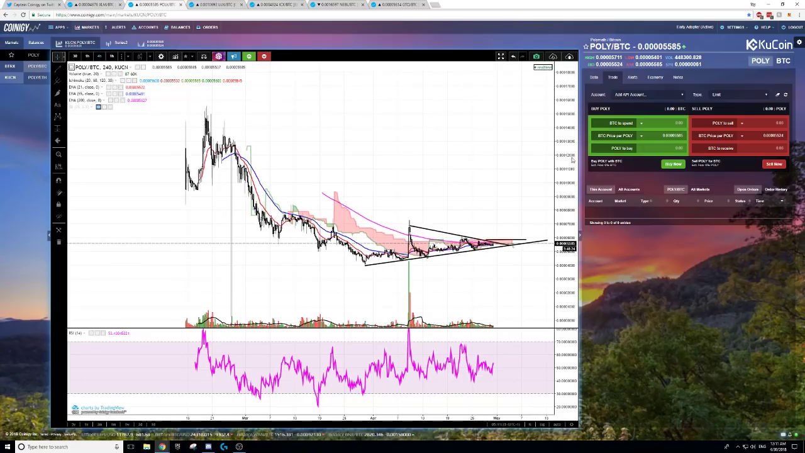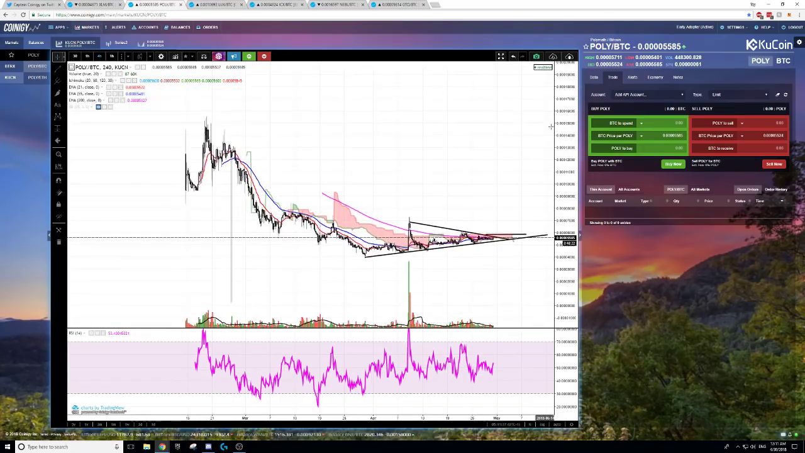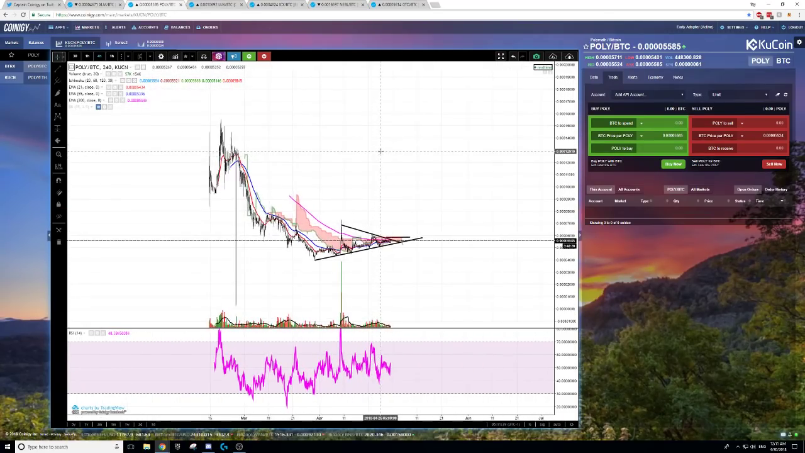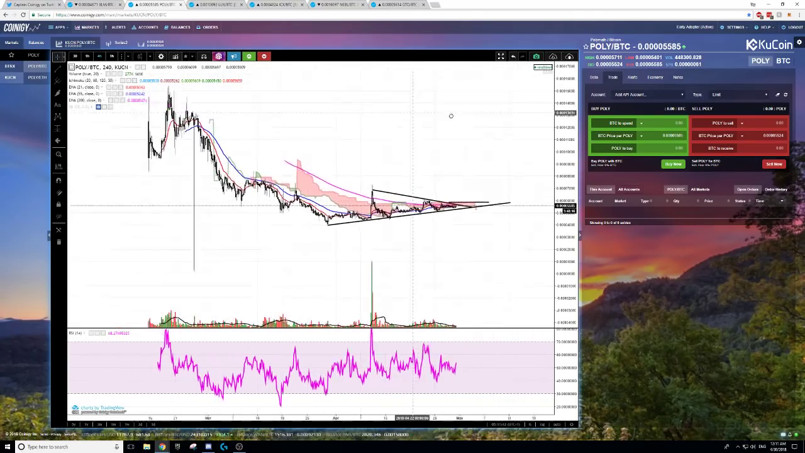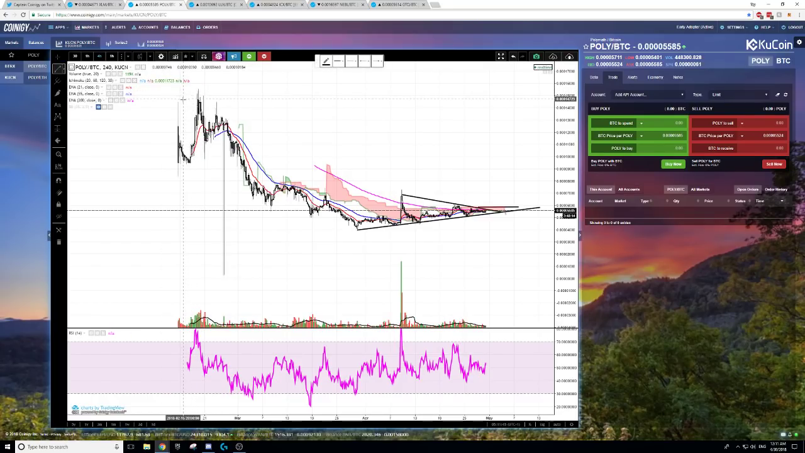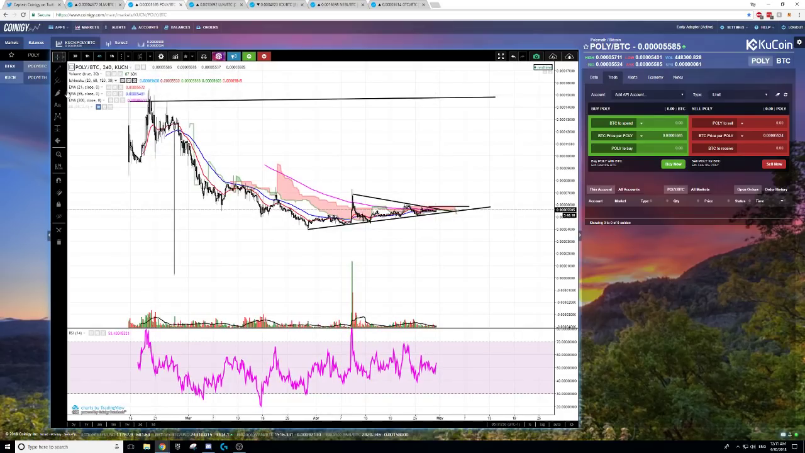Fundamentally, this coin is sound, so I think we're going to be making new all-time highs come the next alt season, once they start putting out some more updates. Obviously, the all-time high somewhere around here is going to be an important level.